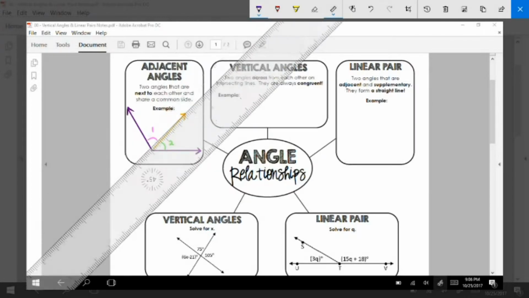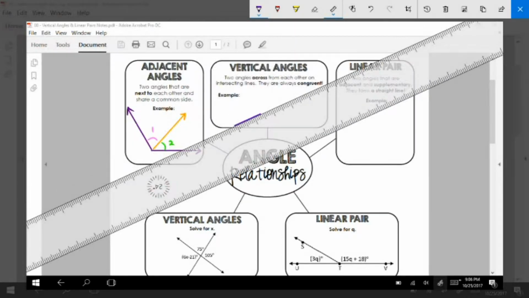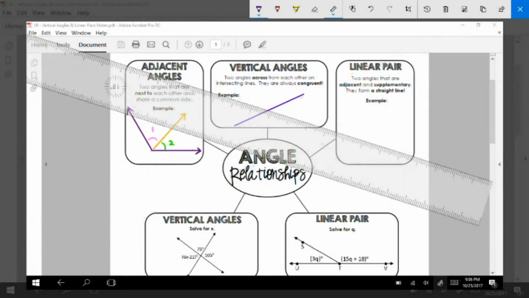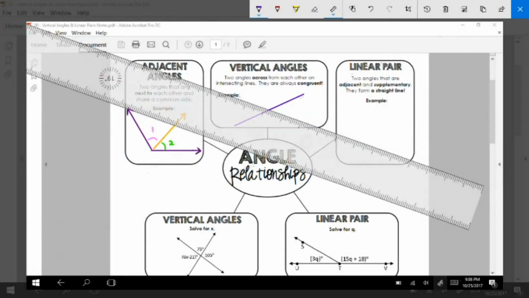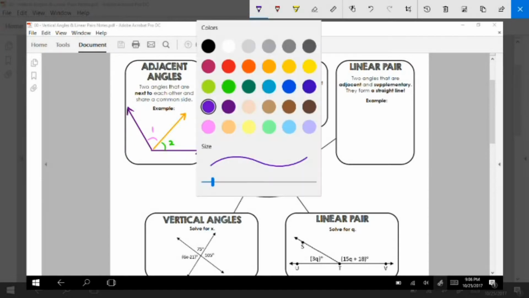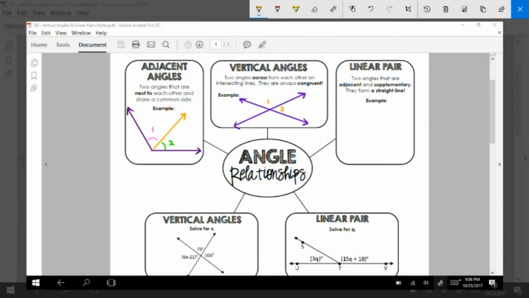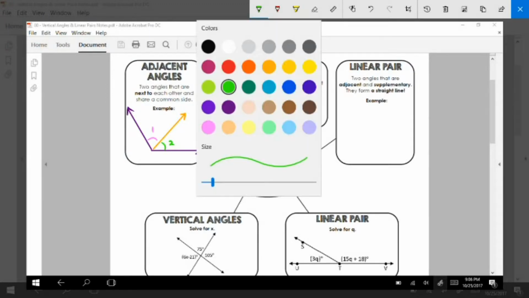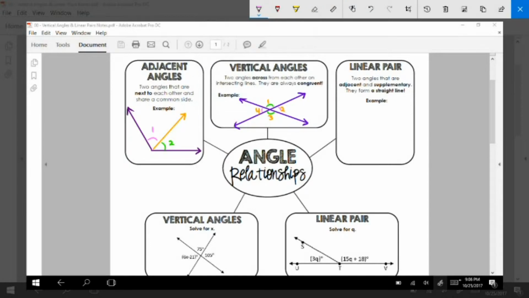So let me draw you an example of vertical angles. There's intersecting lines, right? So here's some intersecting lines. I'm gonna draw it like an X. Alrighty. And they are across from each other. So if I number these angles, 1, 2, 3, and 4, which ones are across from each other? 1 and 3 are across from each other. And 2 and 4 are across from each other.